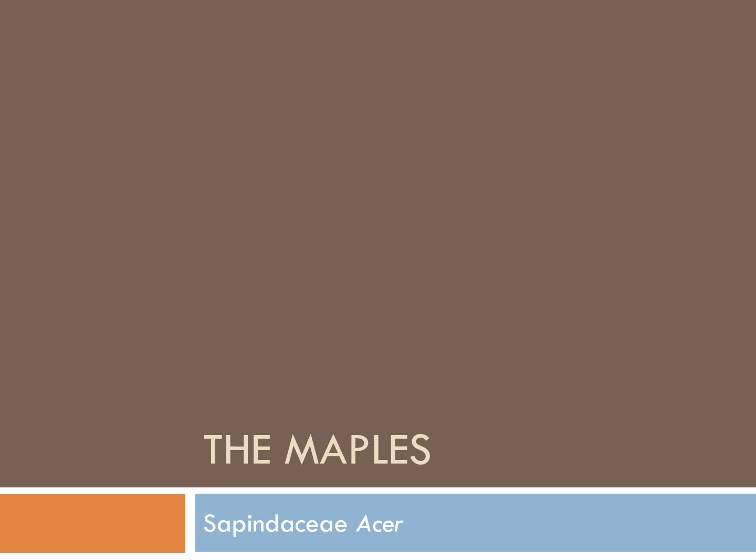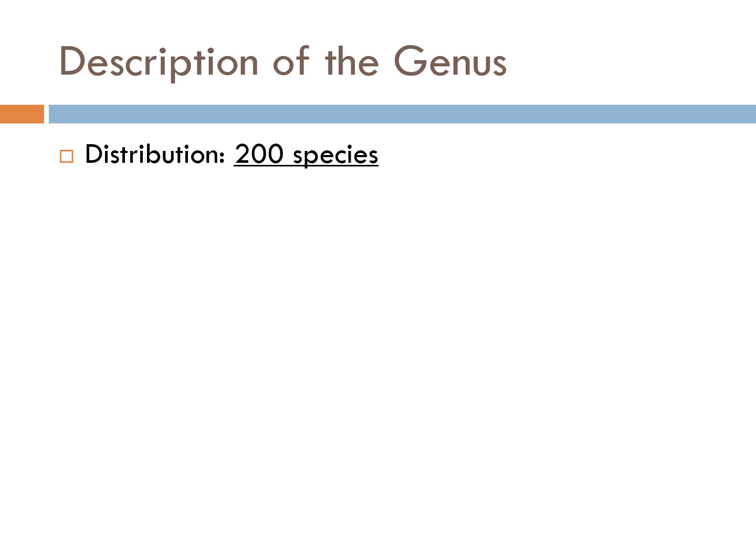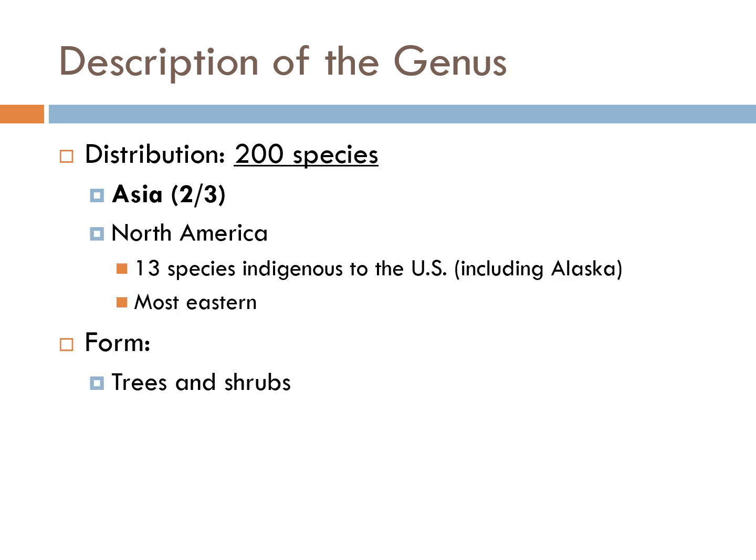So with that, let's get started with our first family, Sapindaceae, and the maples. Start off by introducing the genus Acer. Acer has 200 species, give or take. There's probably some more. Most of these species, two thirds of them, are in Asia, and the other third are in North America. Well, maybe not all of them. Some of them are in other places like Europe, but North America has 13 species, and most of them are eastern trees, and they are trees and shrubs.